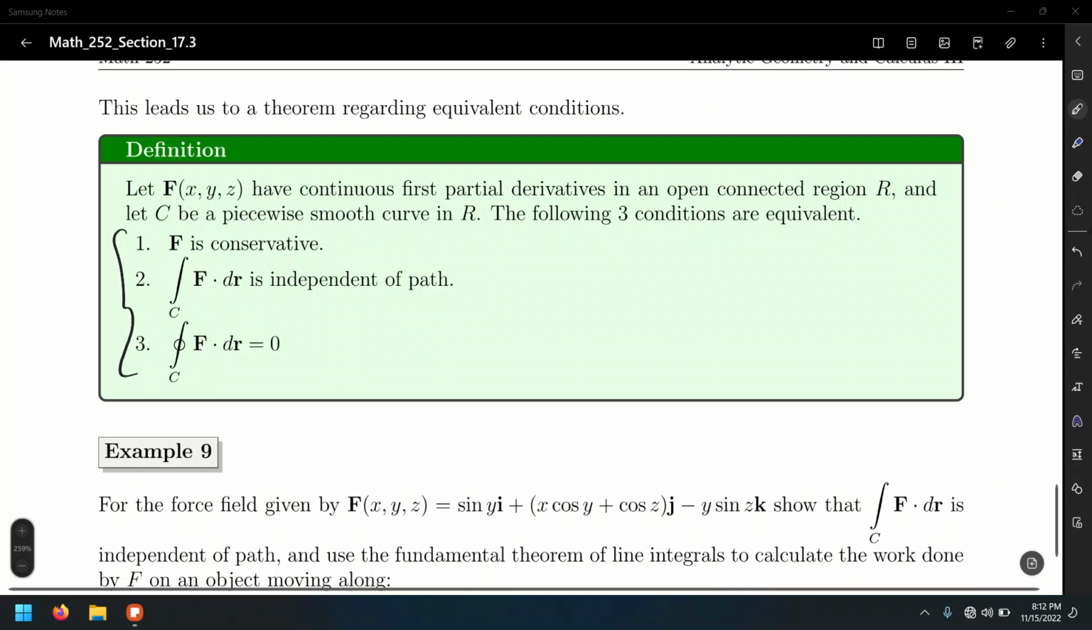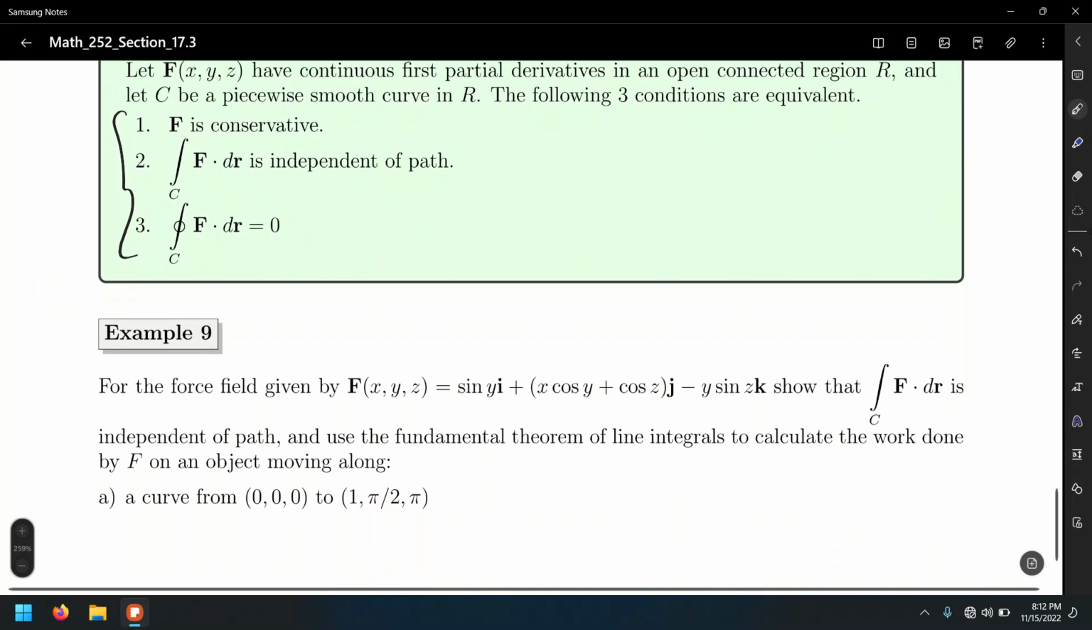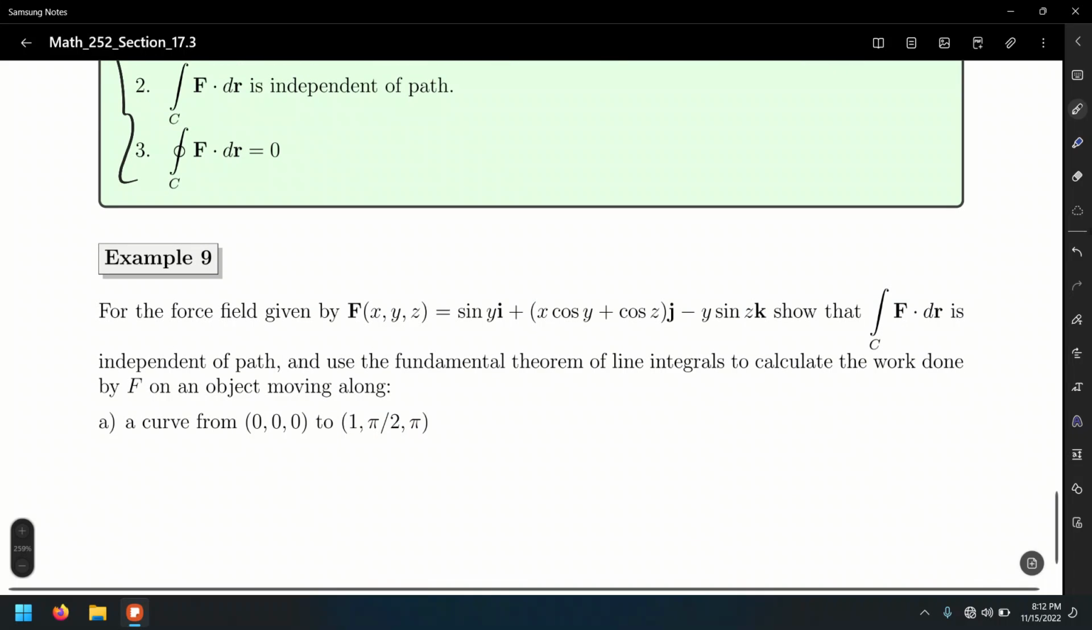All right, how about we do one example of this to see this in action. For the force field given by F of x, y, z equals sine y plus x cosine y plus cosine z j minus y sine z k, show that the integral is independent of the path.